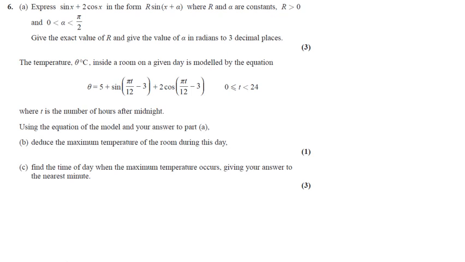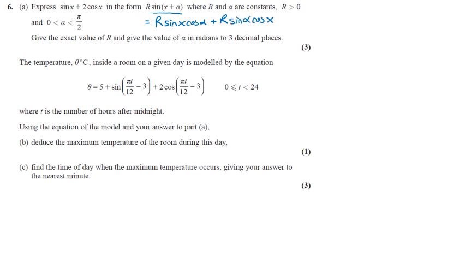Question 6. Express sine x plus 2 cos x in the form r sine (x plus alpha). And we want to find the exact value of r and alpha to 3 decimal places. So we use the compound angle formula here. So r sine (x plus alpha) can be written as r sine x cos alpha plus r sine alpha cos x.